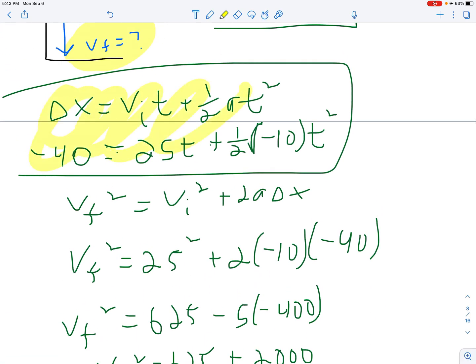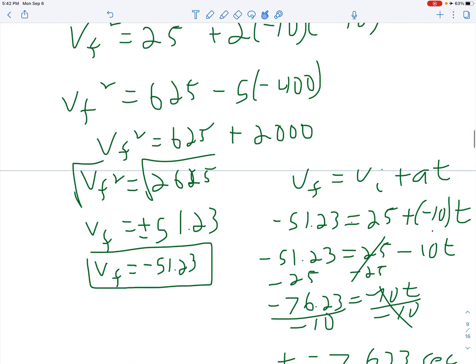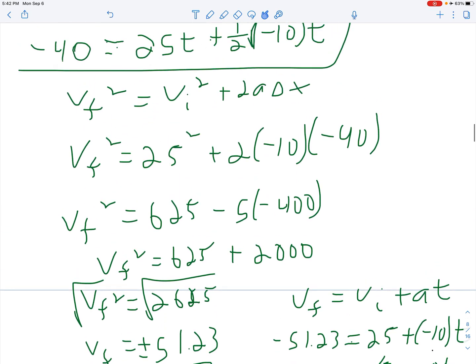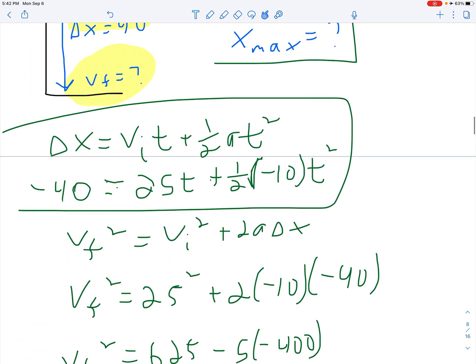This would have given me the same answer for the time. I could have solved for t, but I didn't have to do a quadratic this way. I just had to find VF first, and then I used the other equation to find the t. Both ways work. This way it saved me from a quadratic.